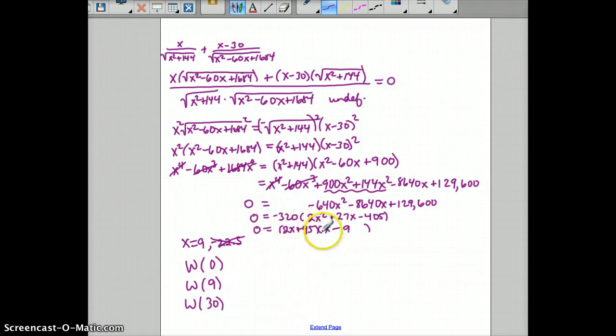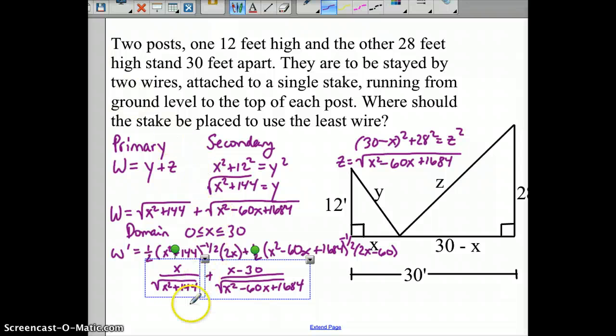So to figure that out, we have to go back to our original equations. So y is the square root of x squared plus 144. If you put a 0 in there, we'll have the square root of 144 for y. And here, if you put a 0 in there, we'll have the square root of 1684. So the square root of 1684 is about 41, and then the square root of 144 is 12. So that's about 53.03.